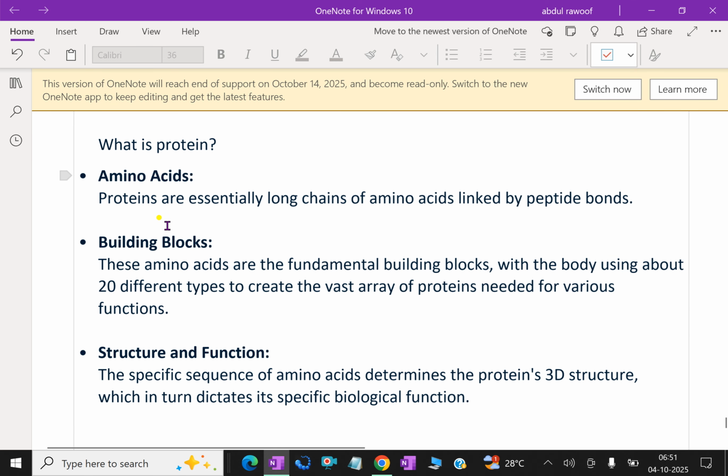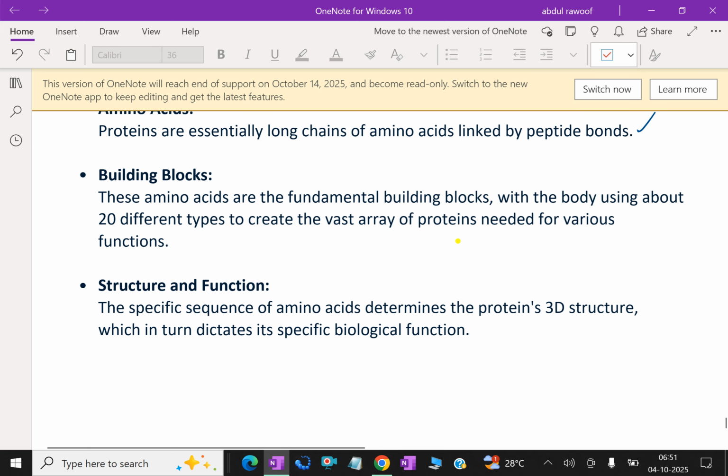What is protein? Amino acids. Proteins are essentially long chains of amino acids linked by peptide bonds. These amino acids are the fundamental building blocks, with the body using about 20 different types to create the vast array of proteins needed for various structures and functions. The specific sequence of amino acids determines the protein's 3D structure, which in turn dictates its specific biological function.